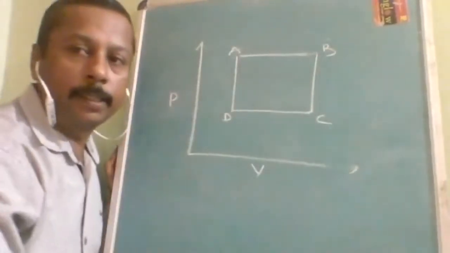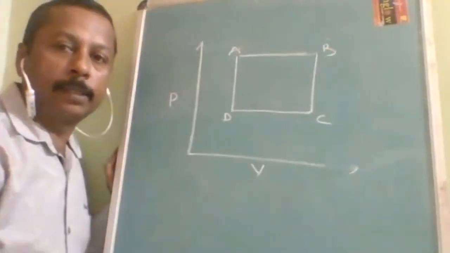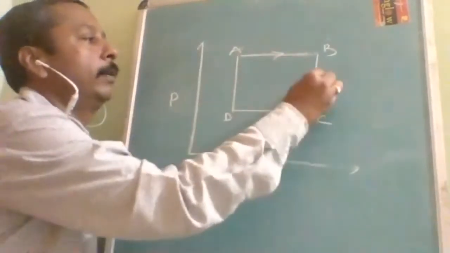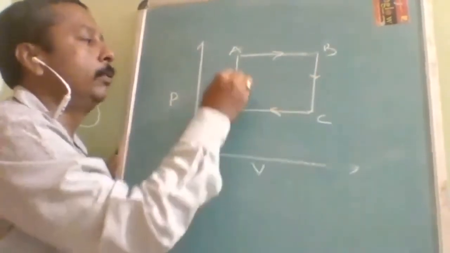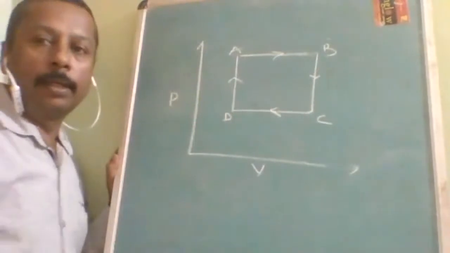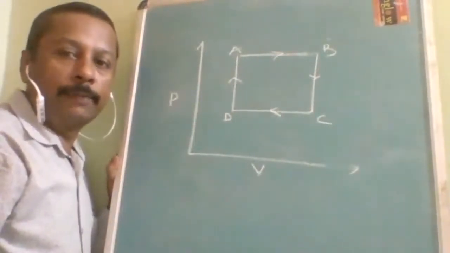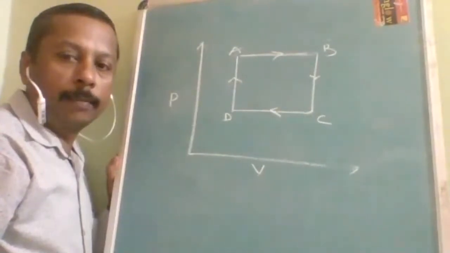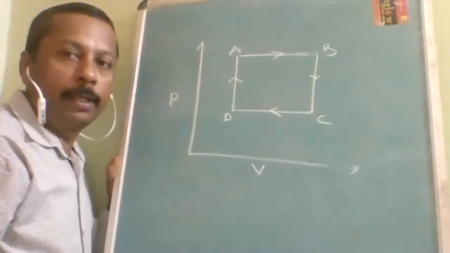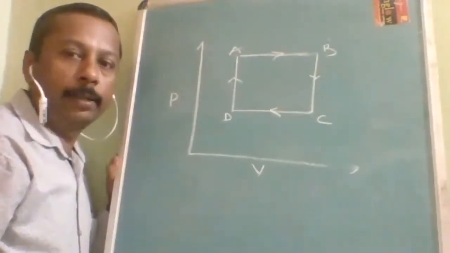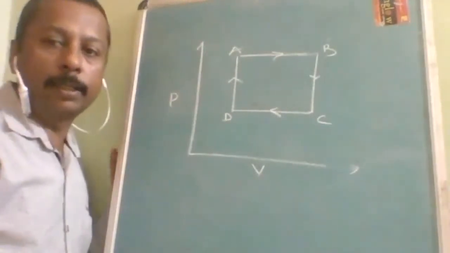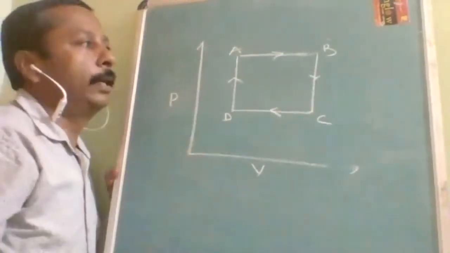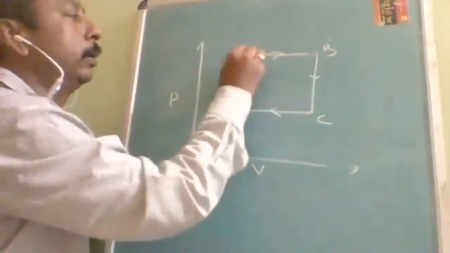Suppose this is a cyclic process. Cyclic process means after starting from A to B, B to C, C to D, and again we reach back to A. The initial stage and final stage are both the same. This is the condition where initial condition and final condition both are the same. Then it is called what? Cyclic process. From here to here.